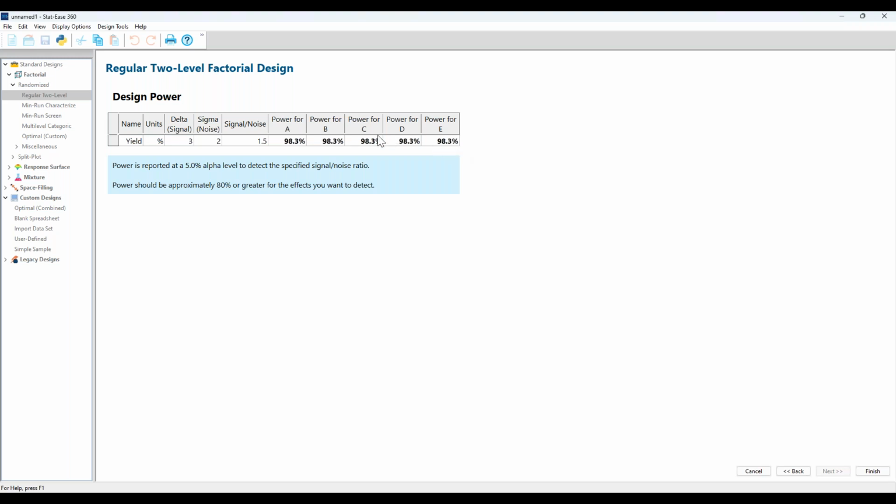And here is the resulting power calculation. The blue boxes always give us the insight that we need to interpret a screen in Design-Expert. So power is reported at a 5% alpha level. Power should be approximately 80% or greater for the effects you want to detect. So these are all above 80%. More is better, but these at least hit the minimum threshold. And what we're saying is, given the amount of experimental error in the system, if a factor or interaction term gives us at least a 3 percentage point impact on the yield, we have a 98% chance of discovering that. So we're collecting enough data in order to find what we're looking for. That's power. Then I'll finish the design.